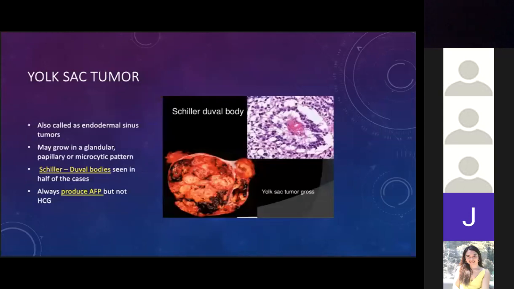For your yolk sac tumors, also called endodermal sinus tumors, they may grow in a glandular, papillary, or microcystic pattern. Usually, Schiller-Duval bodies are seen in half of the cases, and they always produce AFP, but not HCG.